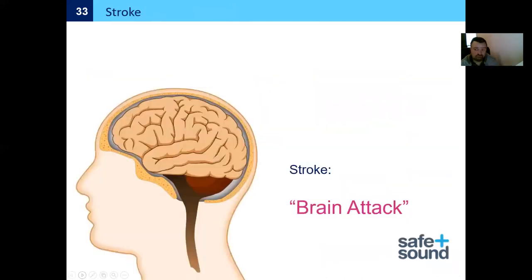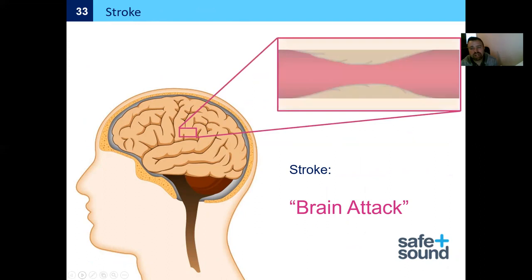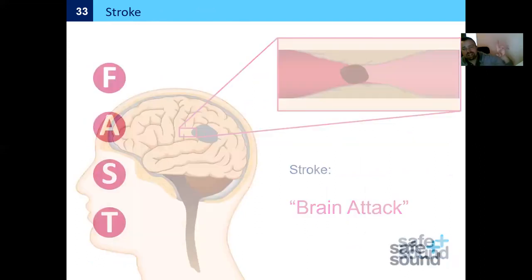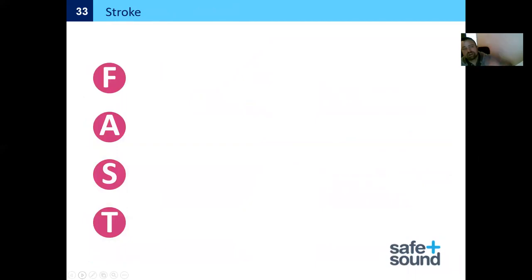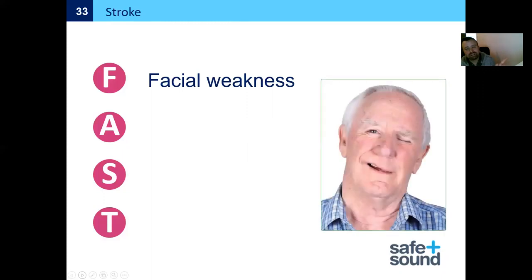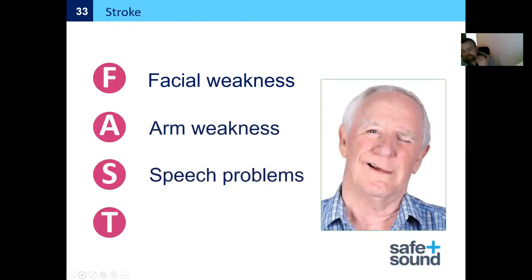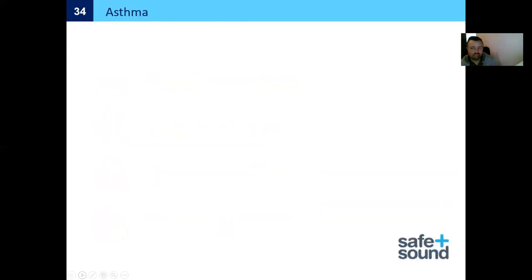Stroke, you covered stroke the other day in the other session. Here we're looking at a bleed on the brain. Again, same thing, a slight bleed blocks the brain and causes the stroke. Here we use the acronym FAST. We're looking for facial weakness, arm weakness, the arm dropping, and speech problems, so starting to slur. And then it's time to call 999.